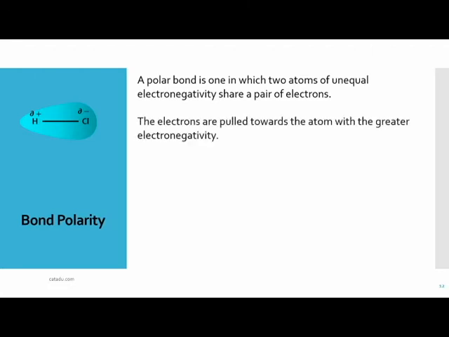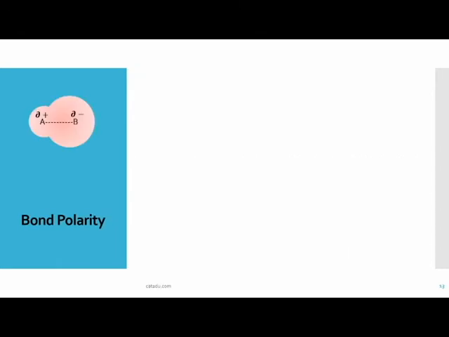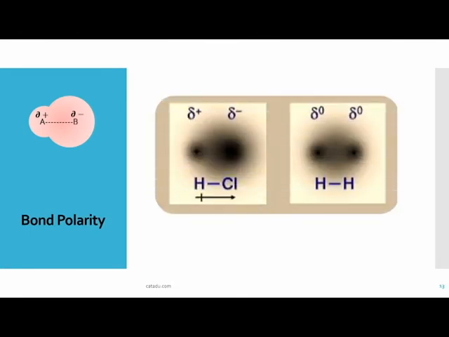Bond polarity. A polar bond is one in which two atoms of unequal electronegativity share a pair of electrons. I give here one side positive, another side negative. The oxygen side is negative, and the hydrogen side is positive. The oxygen side has greater electronegativity, so there is a difference of electronegativity. HCl is a polar bond because the electronegativities of hydrogen and chlorine are different, but H-H has the same electronegativity, and this is not a polar bond.